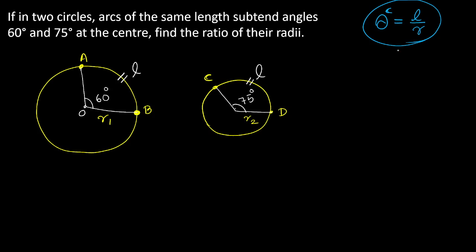We have studied this formula. It can be written in another format: L equals R into theta radian. When you do this multiplication, theta must be in radian, not in degree. Actually, the first one you can memorize. If you know the first formula, the second formula you can write. I did the cross multiplication. The length of arc is given by r theta, but theta must be in radian, not in degree.